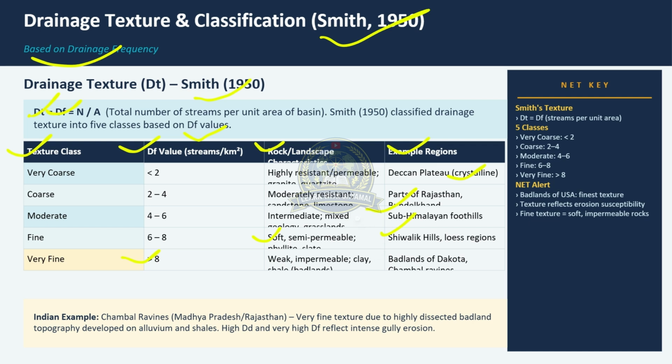Okay, Indian example: Chambal ravines, Madhya Pradesh and Rajasthan. Very fine texture due to highly dissected badland topography developed on alluvium and shales. High drainage density and very high drainage frequency reflect intense gully erosion.